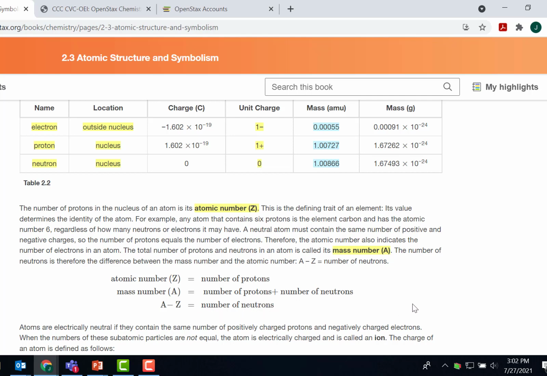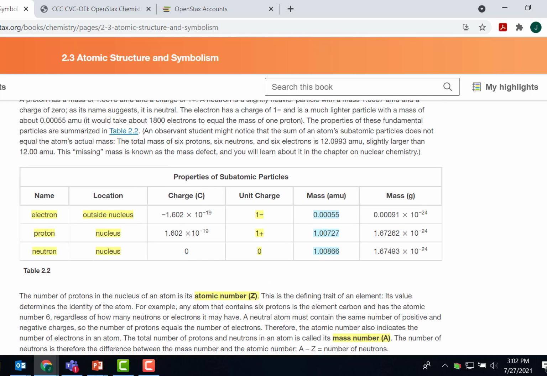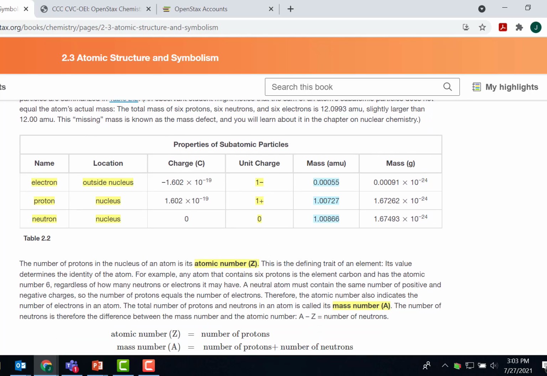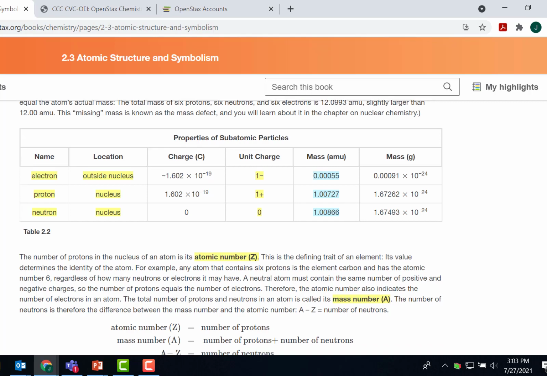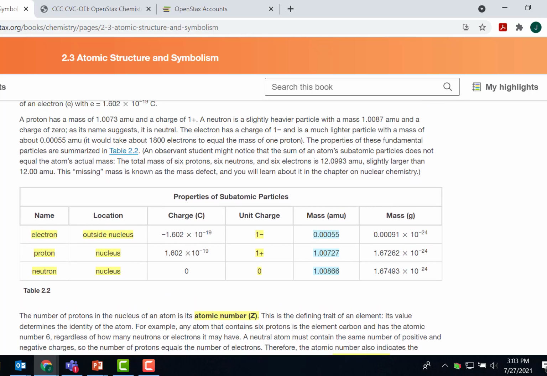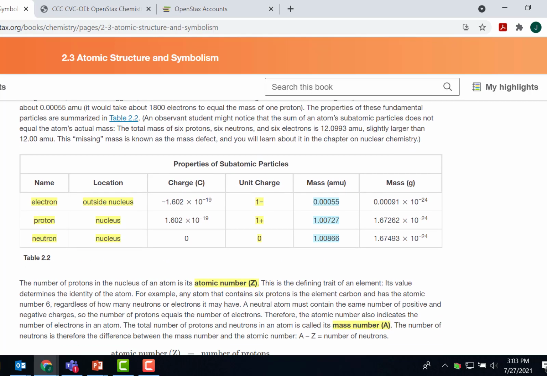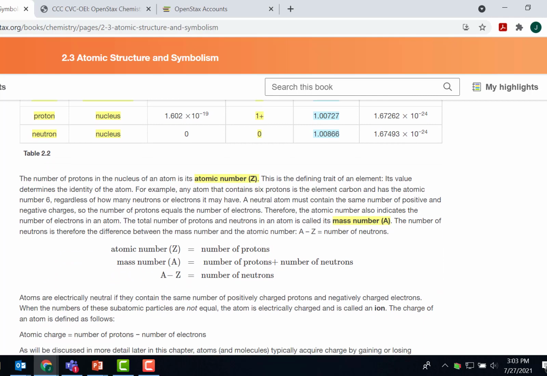Now, one thing I want to specify as we talk about this, we're talking about this in relation to something called an isotope, which is a specific atom. And we'll see how that relates to a collection of atoms in an element later.